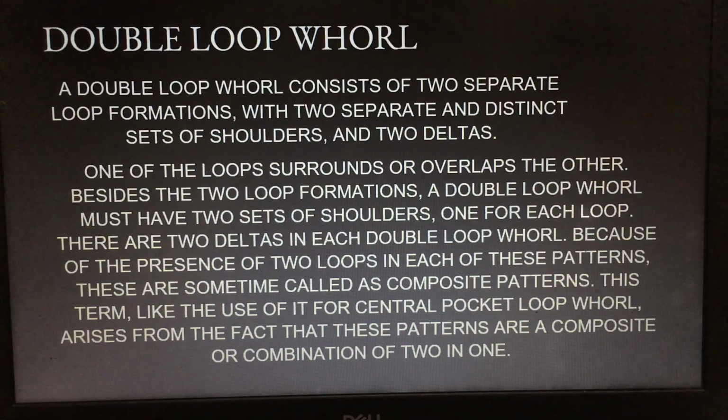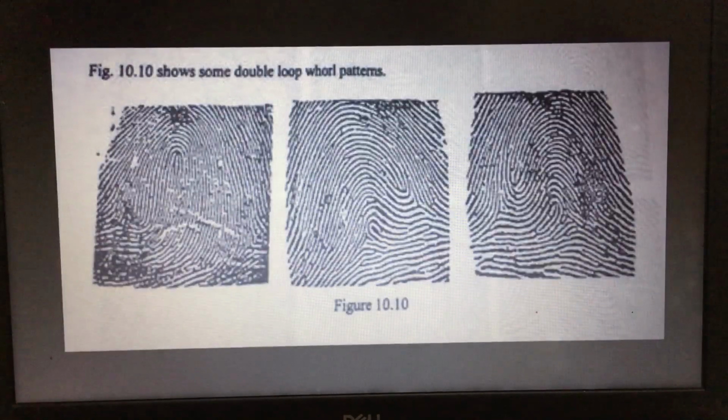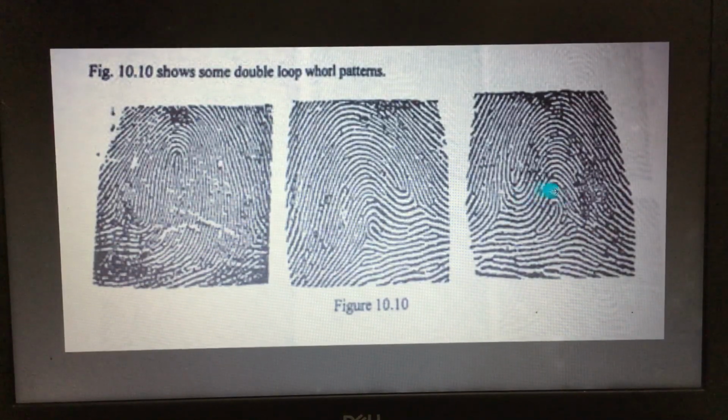These are sometimes called composite patterns. This term, like the use of it for central pocket loop whirl, arises from the fact that these patterns are a composite or combination of two in one. So here is the example of double loop whirl. So they are composite to each other, and we all know what is the shoulder of the recurving ridge.